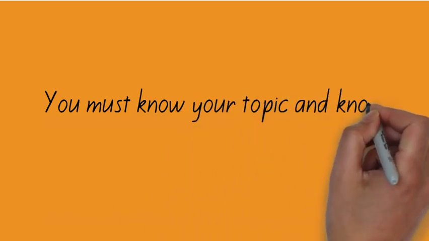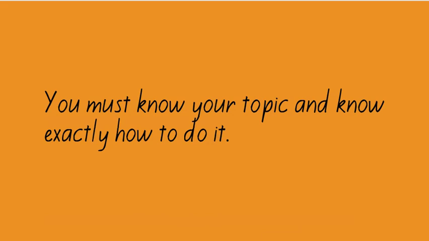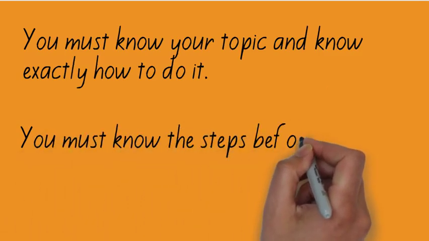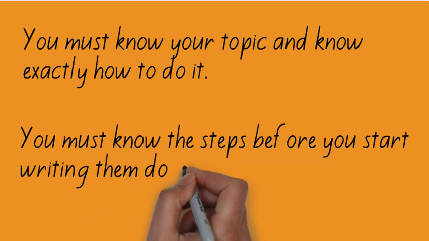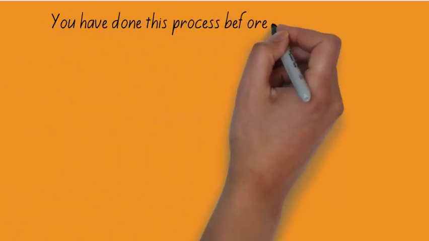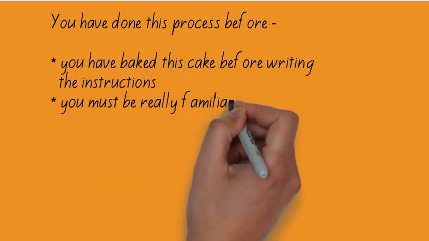Now, another really important thing is when you write instructions, the best thing you can do is actually try and do it yourself. So if it is a cake, then bake the cake, and while you're doing it, you can create a list of the things that you're doing or taking photos. So you must know your topic and know exactly how to do it. So in this way, you know the steps before you start writing them down, and you're not guessing, and it just works so easy. So there's a bit of preparation time, but it's worth doing it because your instructions will be really sharp. So you really should have done this process before you start writing.